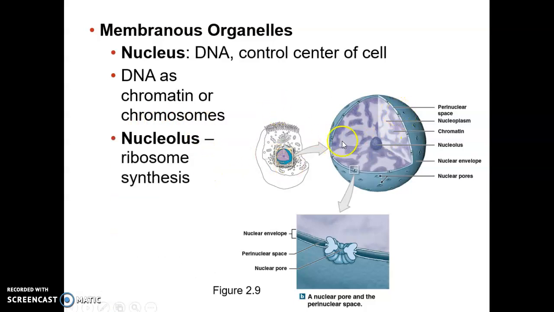And then the nucleolus, this little kind of dark region here within the nucleus, that's where ribosome synthesis occurs. So the genetic material for production of ribosomes occurs within the nucleus at the nucleolus. Ribosomes exit the nuclear pore, and then the ribosomes are either free or attached ribosomes in the cytoplasm.